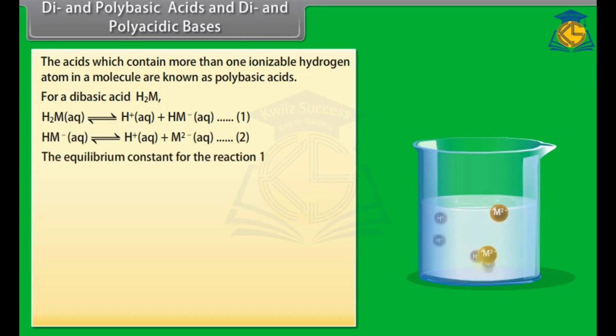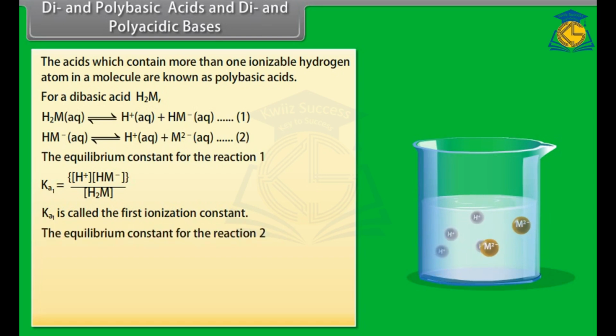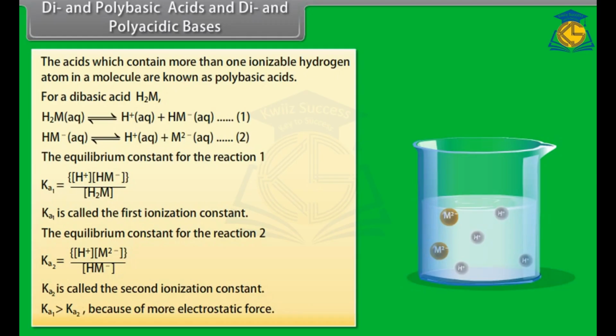The equilibrium constant for reaction 1, Ka1, is equal to [H+][HM-]/[H2M]. Ka1 is called the first ionization constant. The equilibrium constant for reaction 2, Ka2, is equal to [H+][M2-]/[HM-]. Ka2 is called the second ionization constant. Ka1 is greater than Ka2 because of more electrostatic force.